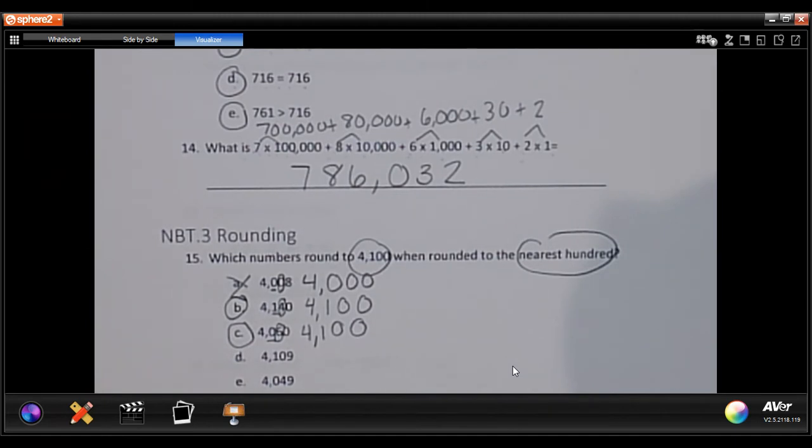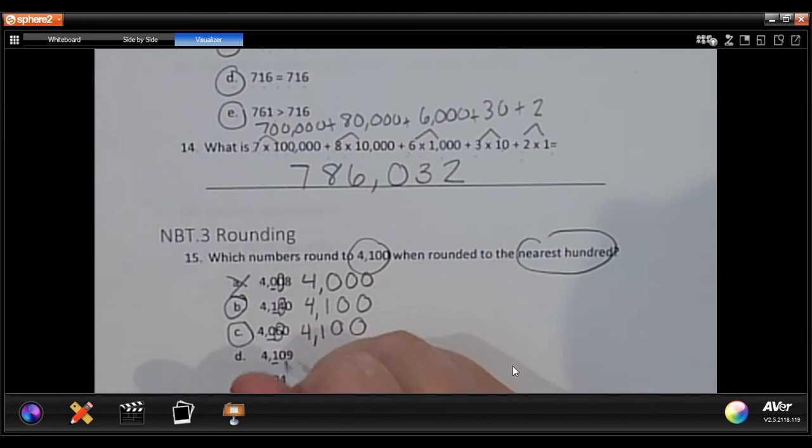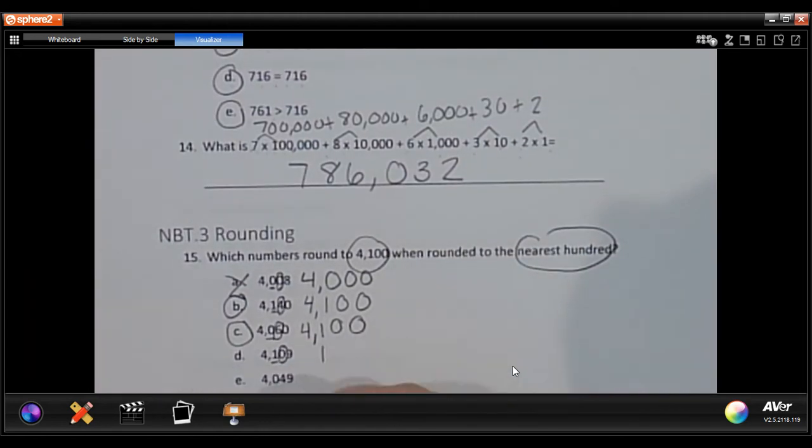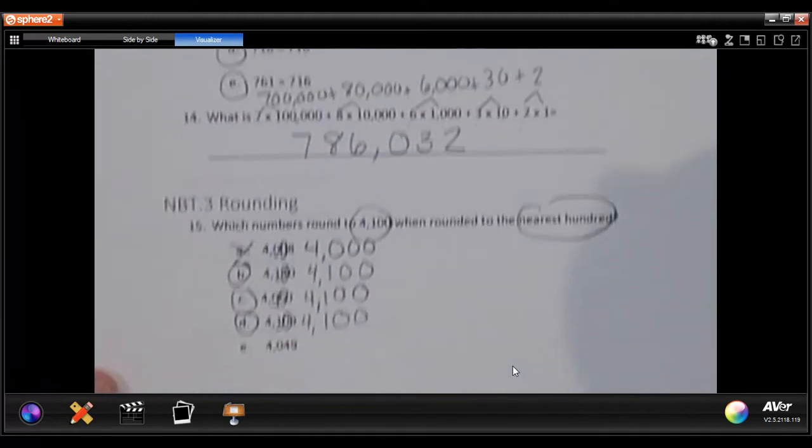D, 4,109. Underline the hundreds place, circle the place to the right. Ask if the place to the right is 0 to 4 or 5 to 9. It's 0 to 4, so my 1 stays on the floor. My digits to the left stay the same, and the digits to the right turn into zeros. That's another one rounded to 4,100.